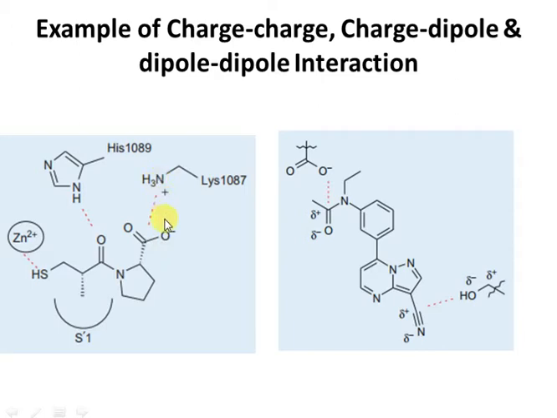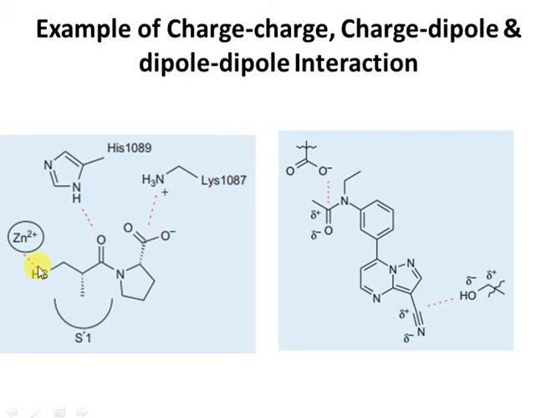You can see this attraction between opposite charges, and both charges are full charges, right? So this is an example of charge-charge interaction. Now here you can see nitrogen and oxygen, so this is a type of hydrogen bonding. We shall study it in more detail later, not now.